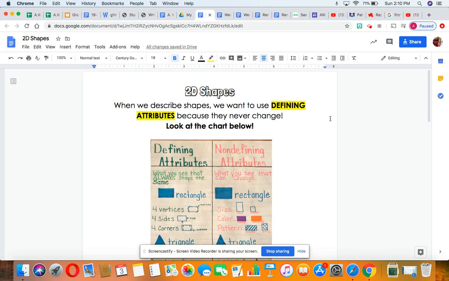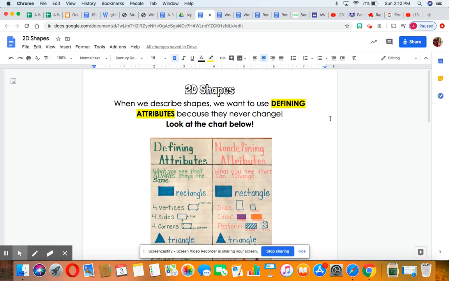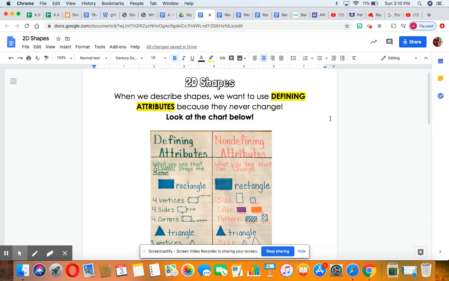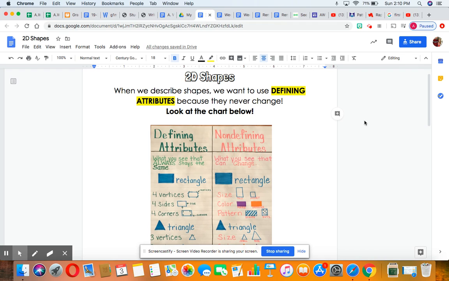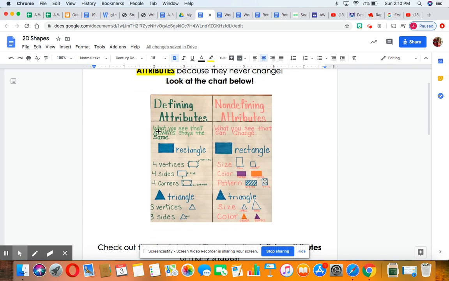And this is what we're going to be focusing on with 2D shapes this week. We're going to be describing them with defining attributes. Now, defining attributes is just a fancy way of saying things that describe the shape that never change, okay? So there's a chart right here that helps you understand. The defining attributes are things that are always the same.